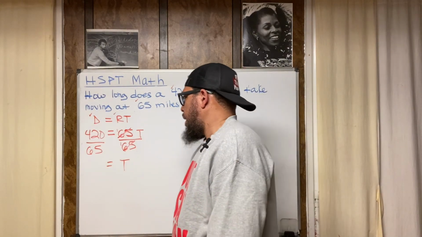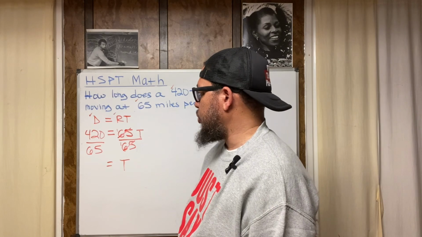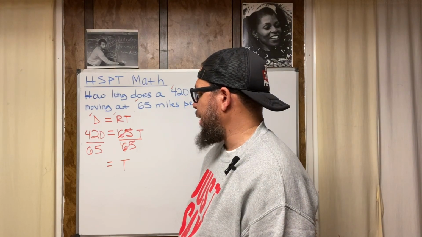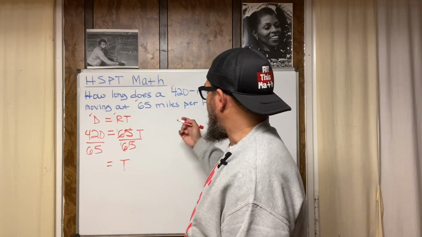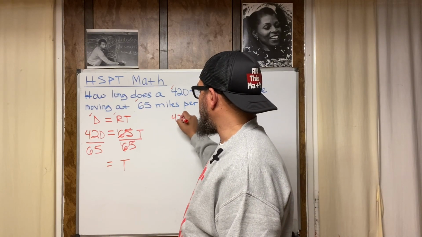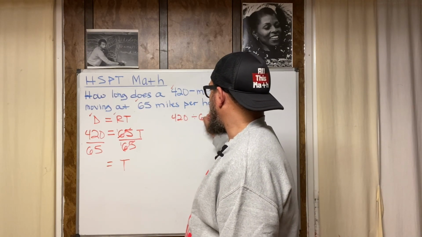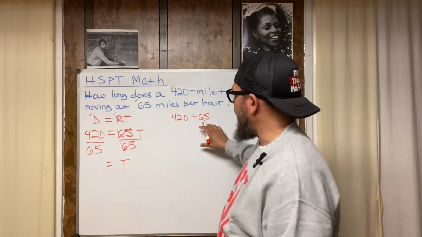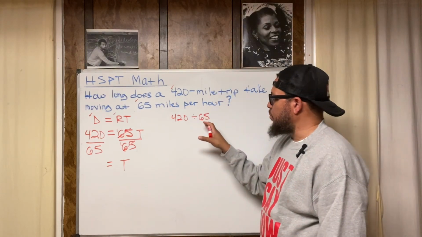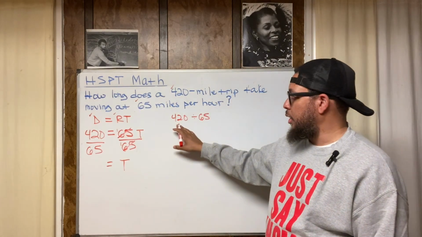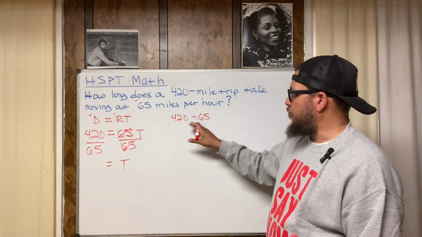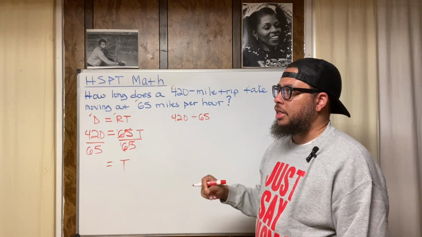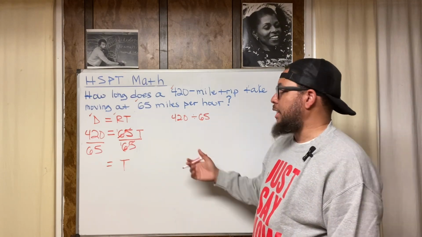Now, how would I do this? I might use a partial quotients method. I might say, all right, 420 divided by 65. What are multiples of 65 that are less than 420? Or is 420 a multiple of 65? Let's see. Let's do 65 times 6. 65 times 6 is going to be 390.